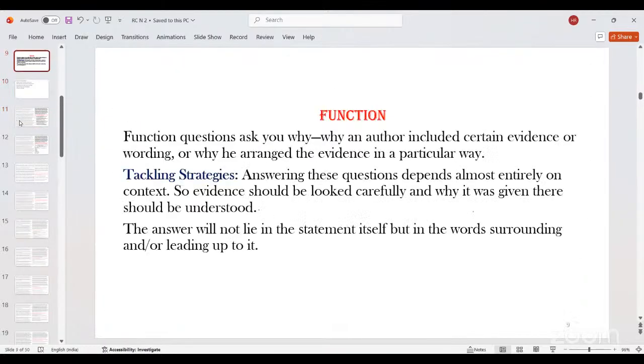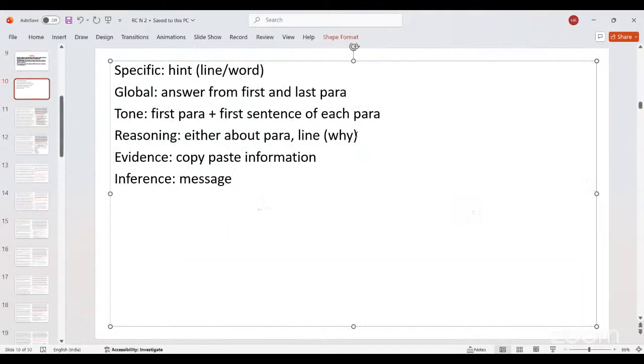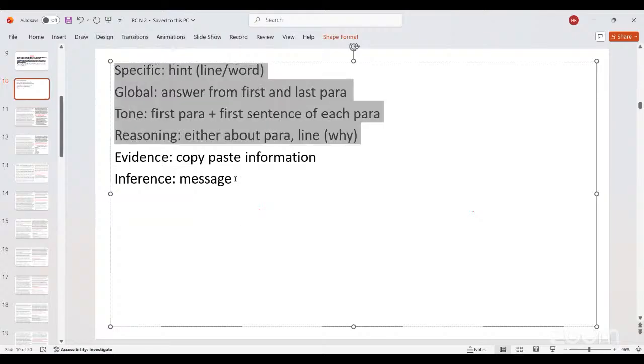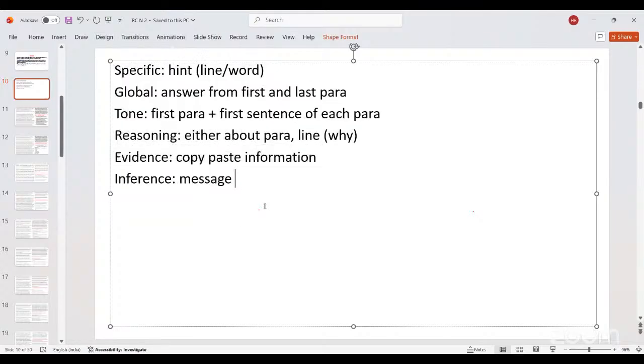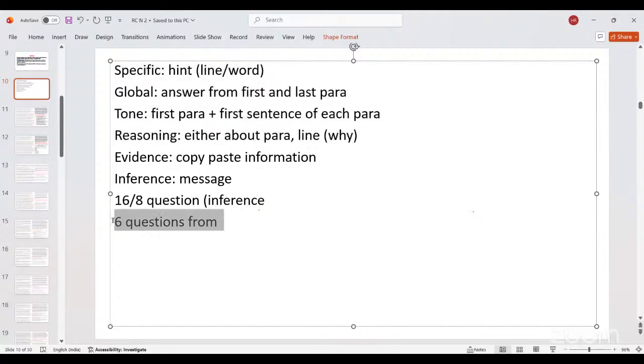Now let me summarize all, solving one or two questions and directly giving the answer. First solve these types of questions, and after that, out of 16 questions, almost 8 questions will be inference. Okay, 8 plus questions. So you can assume only 6 questions from these 3 areas. So try to solve them. Why? Because they have a direct location.